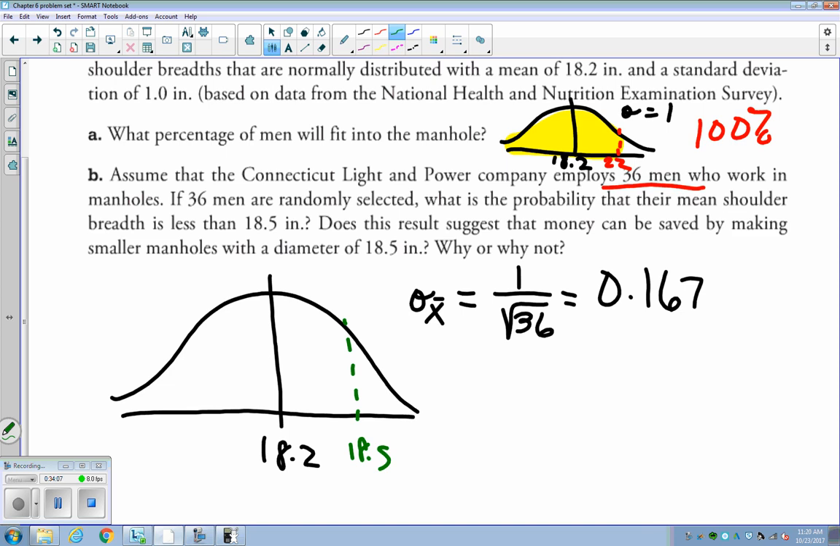What area am I shading? It says, what is the probability that their mean shoulder width is less? It's less than, whoops, I meant to make that highlighter, sorry. So I am going to shade to the left. So I want this area.